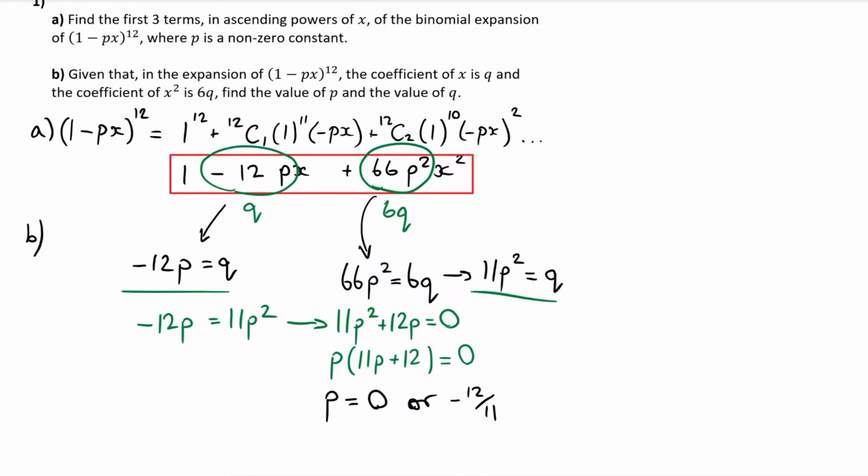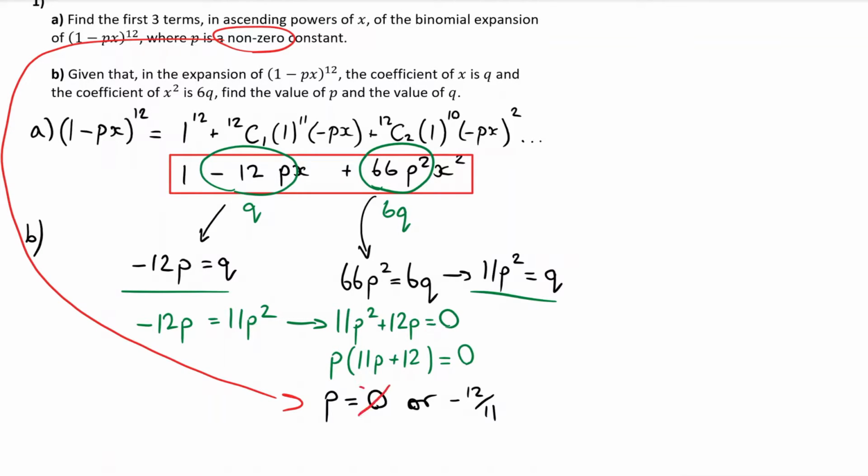Now quickly going back to the question, we are told that p is a non-zero constant. Therefore, p is not equal to 0. We will not consider that solution. Therefore, the only other solution for p is minus 12 over 11. And that's our solution for p. Now we need to find q. We can use one of our two equations. We can use minus 12p equals q or 11p squared equals q.